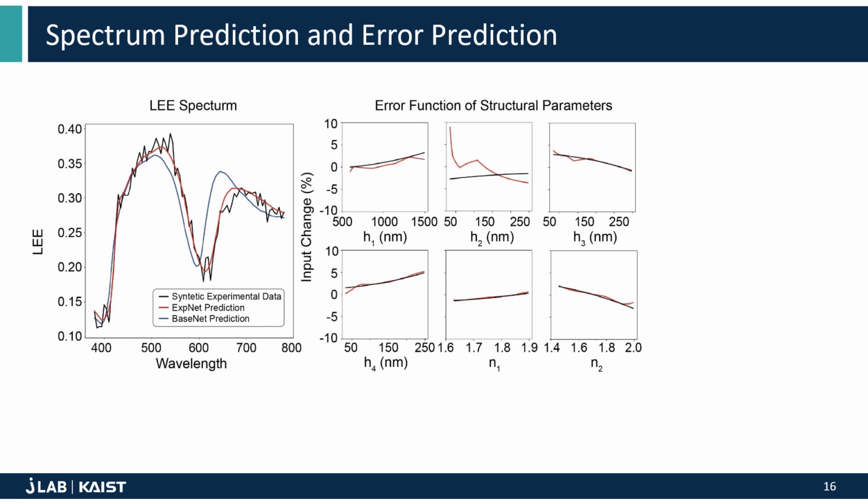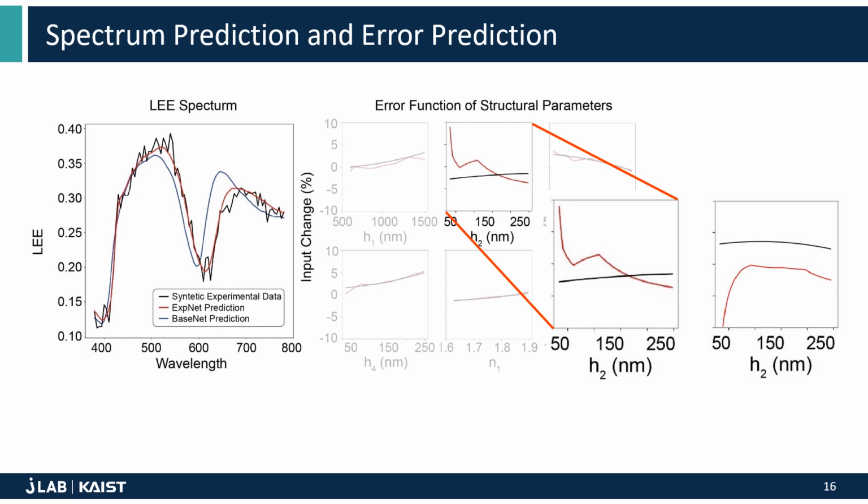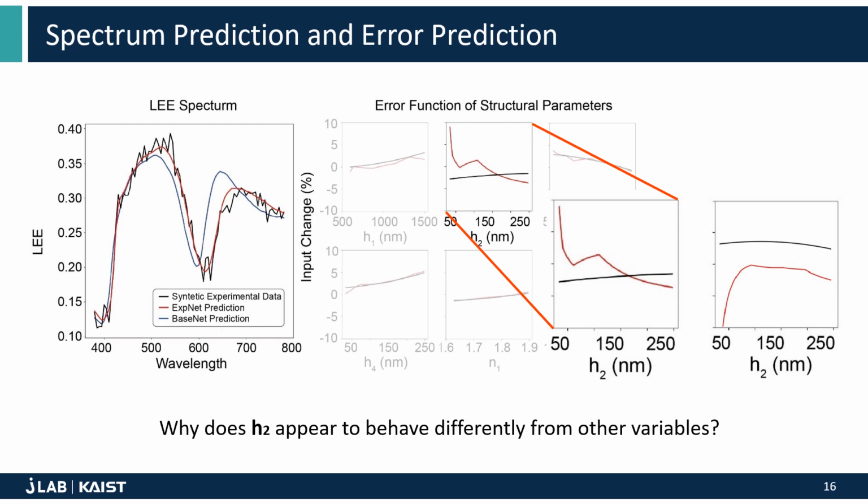What's interesting here is that although the LED prediction is highly accurate, the predicted error function for H2 is significantly less accurate, even in other cases. This behavior is also observed in other networks with different random errors, like 0.02 or others. So we need to figure out why it happens.